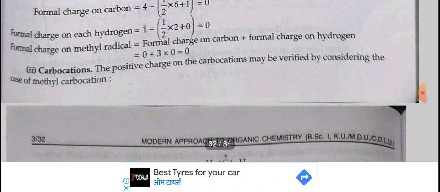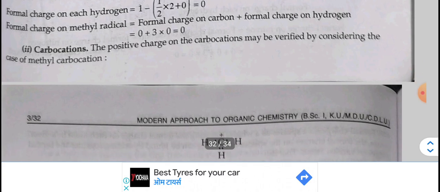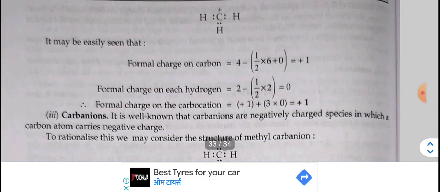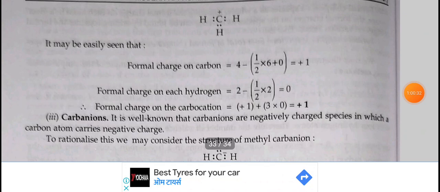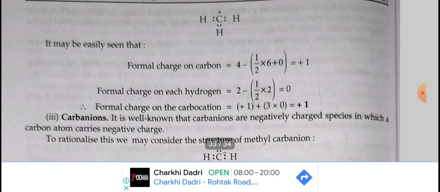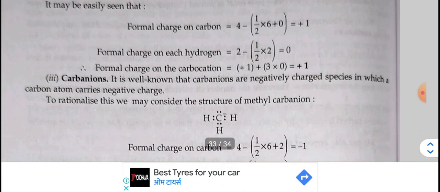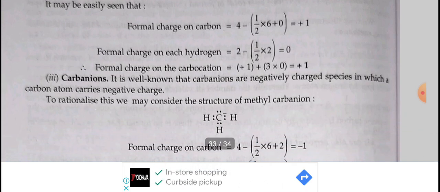Carbocations. The positive charge on carbocations may be verified by considering the case of methyl carbocation. It may be easily seen that formal charge on carbon equal to 4 minus (1/2 into 6) equal to 1. Formal charge on each hydrogen equal to 1 minus 1/2 into 2 equal to 0. Formal charge on the carbocation is equal to 1 plus 3 into 0 equal to 1.